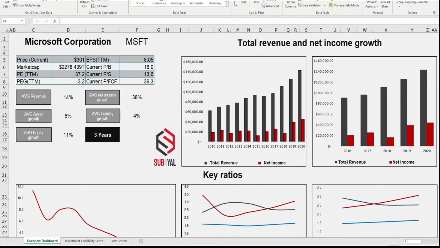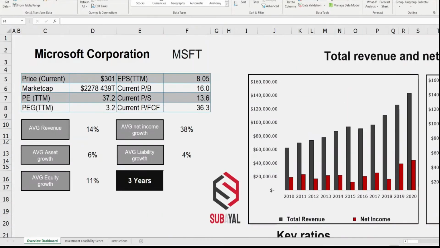So here we have the different numbers which are quite important. The current price for the Microsoft stock is $301 US. The market cap is 2.278 trillion. The PE ratio currently, over the trailing 12 months, is 37.2, which is quite high. Normally I look for a PE ratio of 20 or less. The PEG ratio is 3.2 over the trailing 12 months. Normally I look for a PEG ratio which is less than 1. But since Microsoft is a very big company and I don't expect it to grow as rapidly as some startups do, that is not a very big thing.